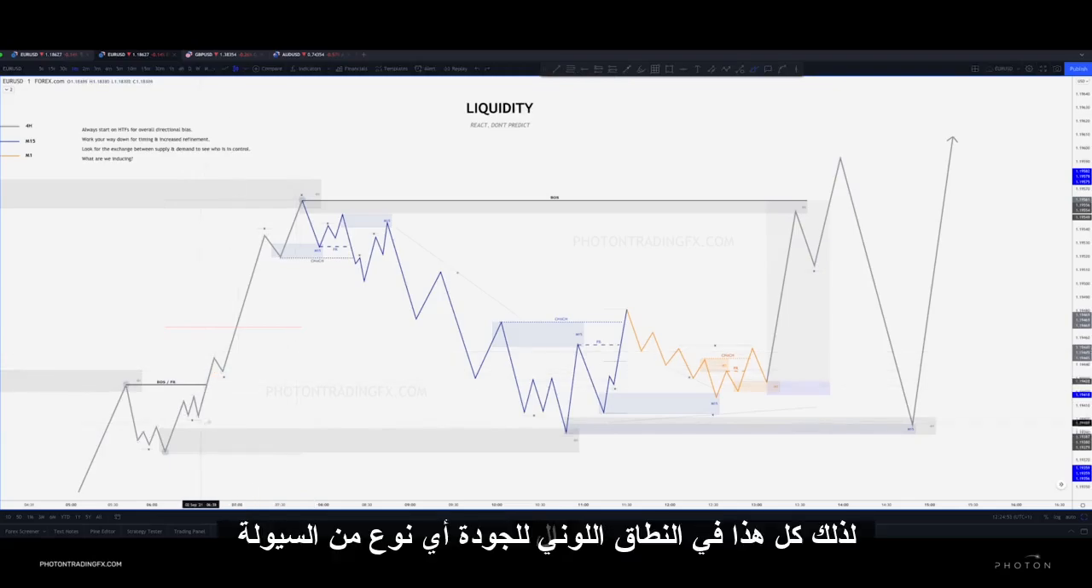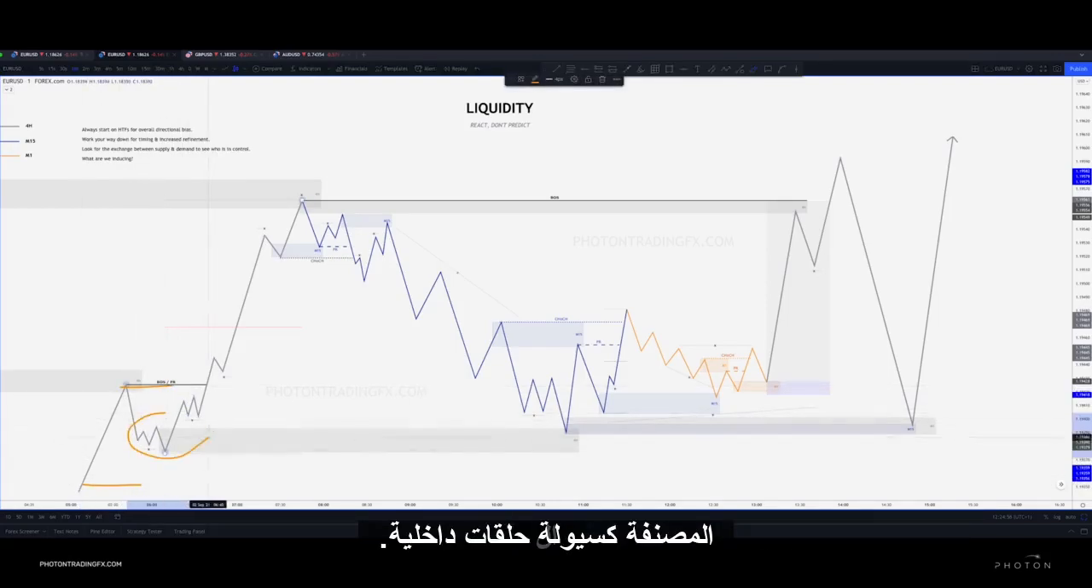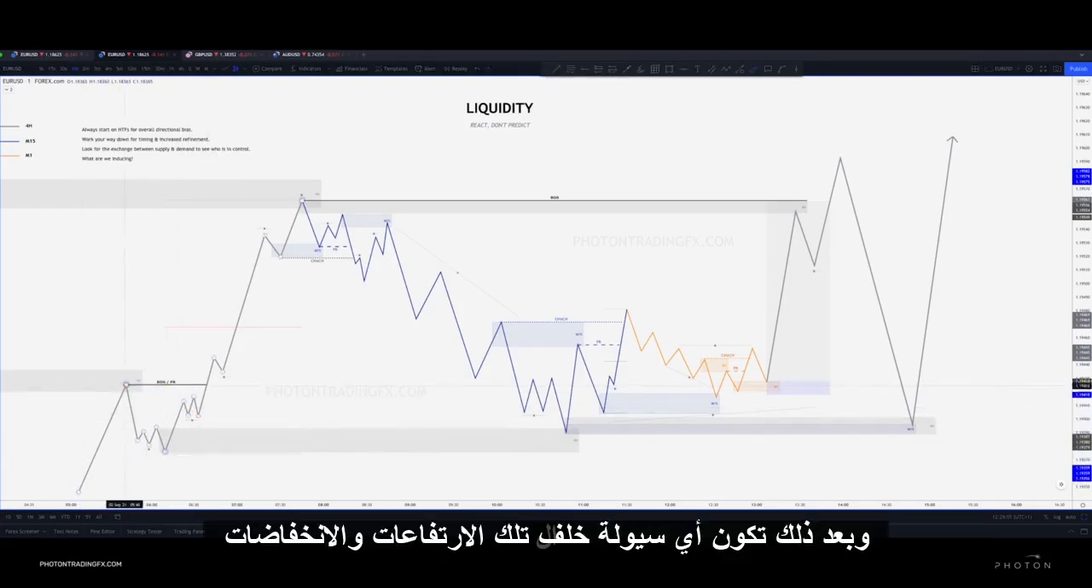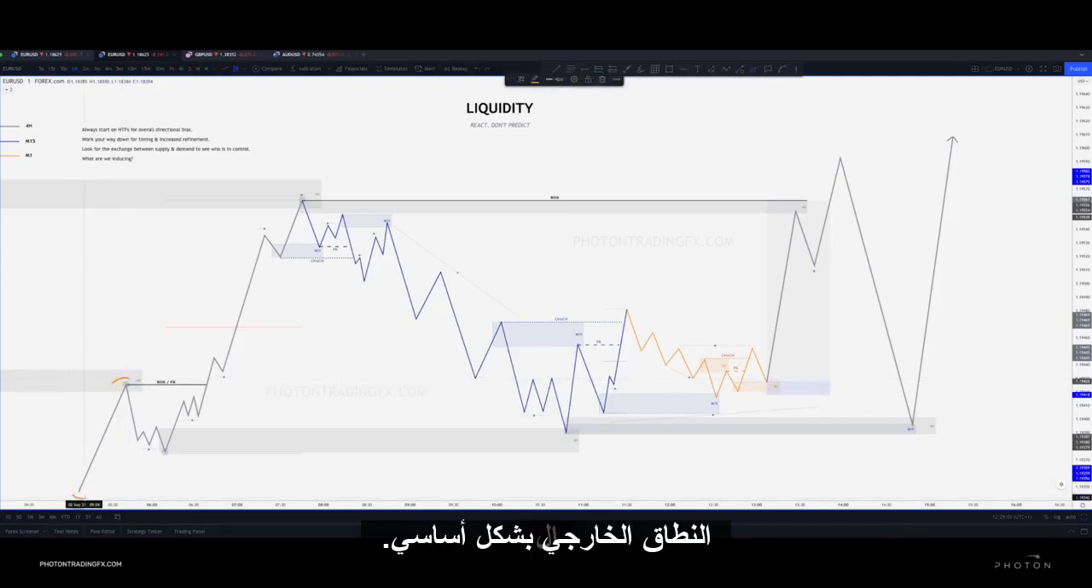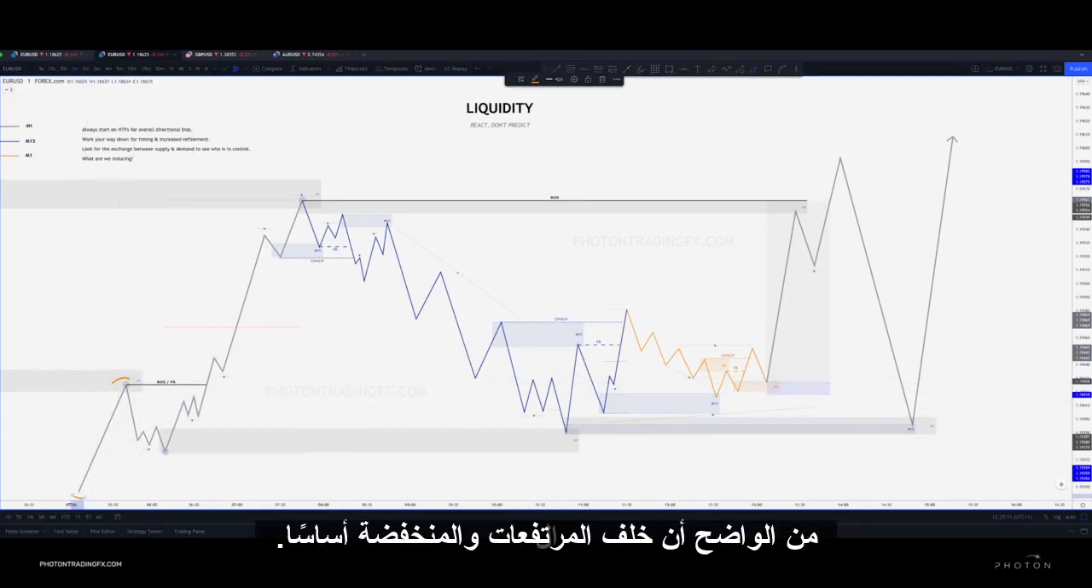So all of this is internal range liquidity. Any liquidity that is within the swing high and the swing low is essentially classified as internal range liquidity. And then any liquidity behind those swing highs and swing lows is essentially external range. So internal range is everything between the high and the low. External is basically behind the high and the low.